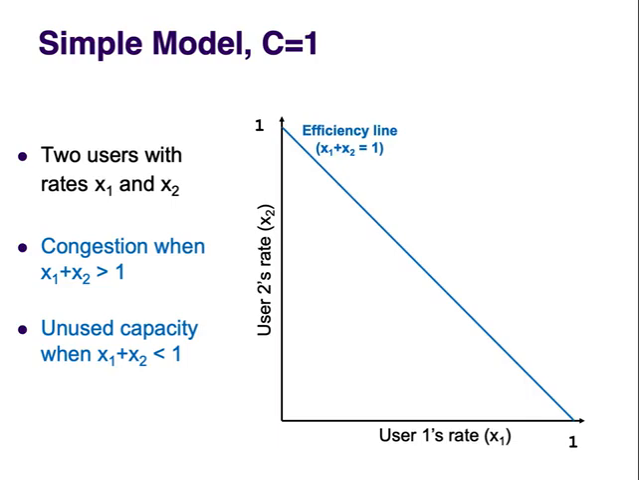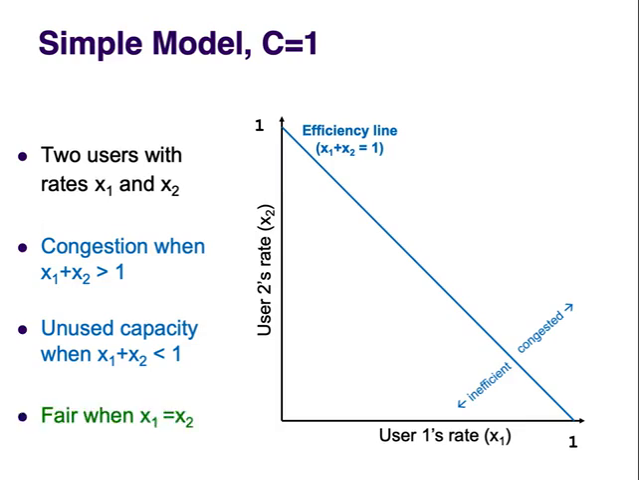So on this graph, if you look at the line where x1 plus x2 is equal to 1, that's this blue line that we have here. We call this the efficiency line. If you're at any point on this line, we have perfect efficiency. We're completely using the capacity of the link. Does that make sense? If you're above it, you're congested. If you're below it, you're underloaded.